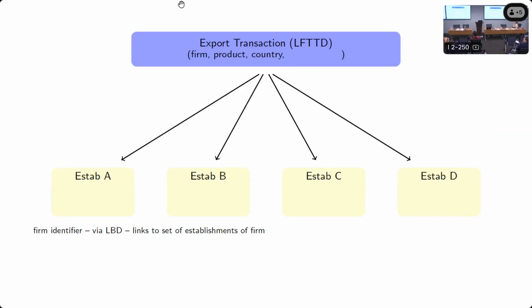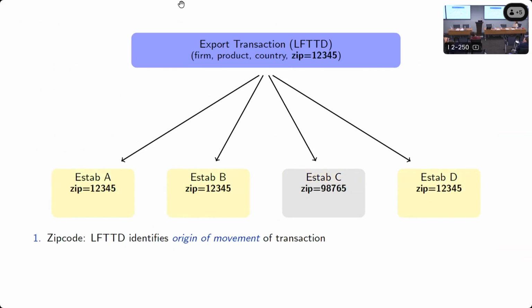And then we look at that firm, and with the LBD, we can link it to all of its LBD establishments, all of its non-farm establishments. So suppose we have candidate establishments A, B, C, D. Now for this export transaction, the origin of movement variable is going to give me a zip code. I can take that zip code and look at the zip codes of the establishments and say, okay, maybe in this case there are 3 establishments in the right zip code, and 1 in the wrong zip code. So that helps me narrow it down a little bit.